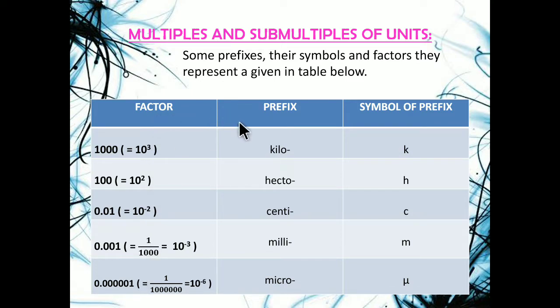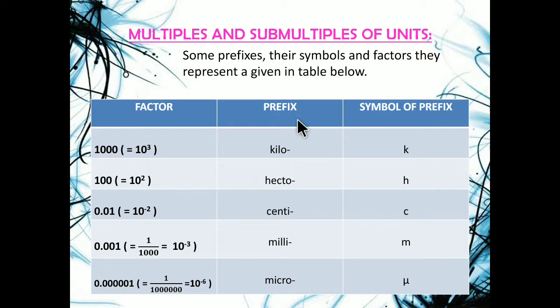Every factor has a prefix to express it. We express every factor with the help of a prefix. Like for 1000 it is kilo, for 100 it is hecto. And this prefix is written before the basic unit. For example, the basic unit of length is meter.